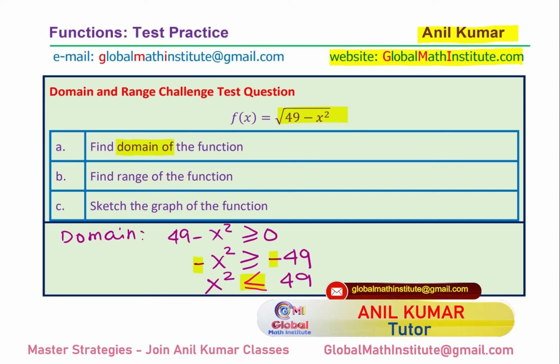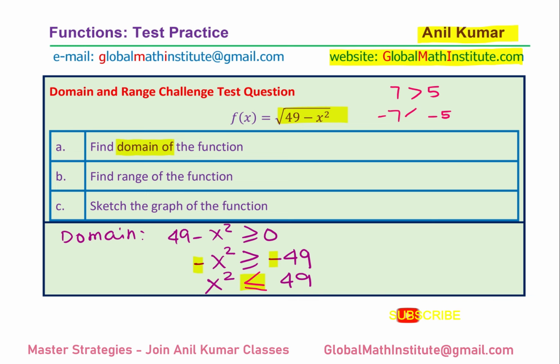See, if 7 is greater than 5, then minus 7 is less than minus 5, right? Think like this. If 7 is greater than 5, which you know it is, then how about minus 7 and minus 5? Minus 5 is greater. You swap the sign. Do you understand? So this is one key which you should remember. Now let's move forward and do the square root thing to get our answer, right? So you have x squared less than equal to 49 now.